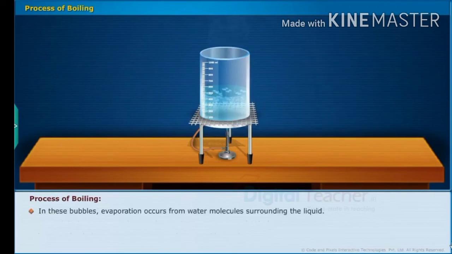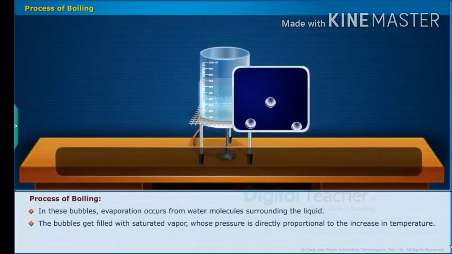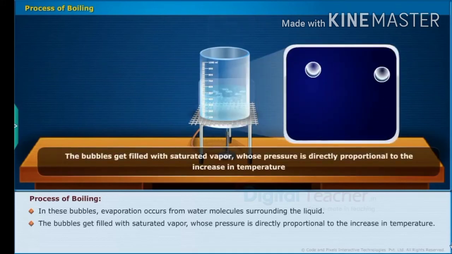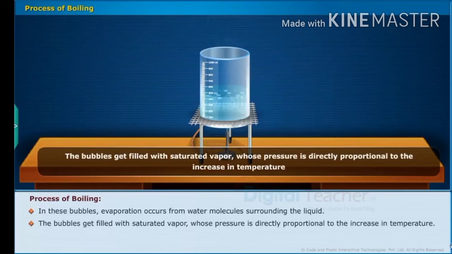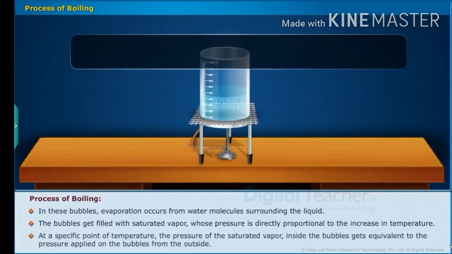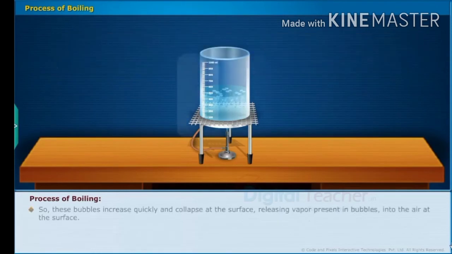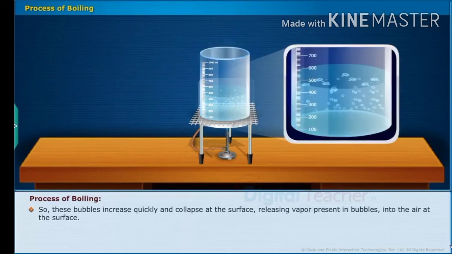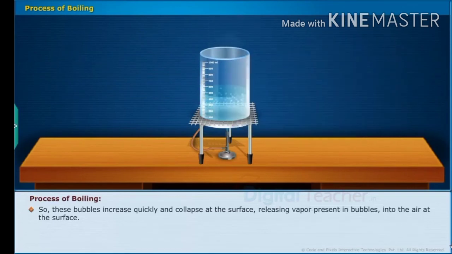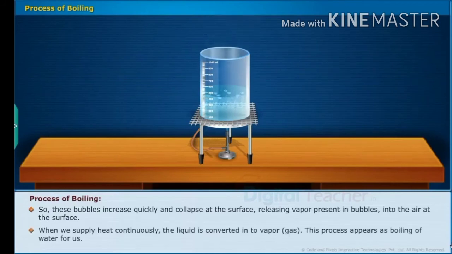In these bubbles, evaporation occurs from water molecules surrounding the liquid. The bubbles get filled with saturated vapor, whose pressure is directly proportional to the increase in temperature. At a specific point of temperature, the pressure of the saturated vapor inside the bubbles gets equivalent to the pressure applied on the bubbles from the outside. So these bubbles increase quickly and collapse at the surface, releasing vapor present in bubbles into the air at the surface. When we supply heat continuously, the liquid is converted to vapor or gas.